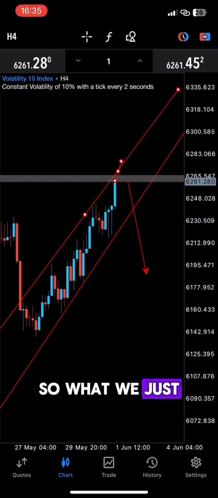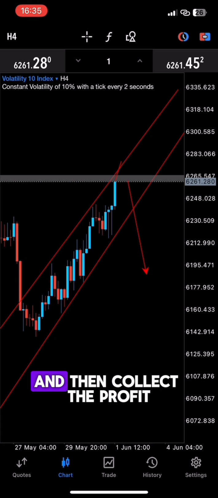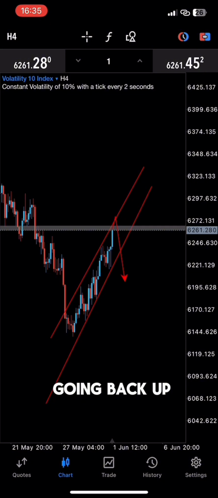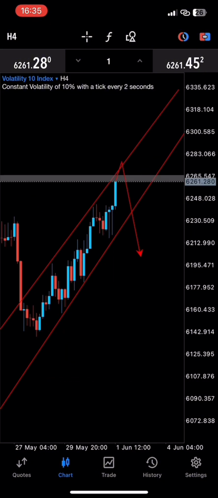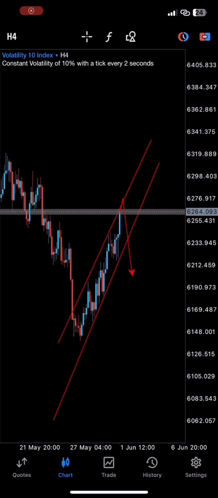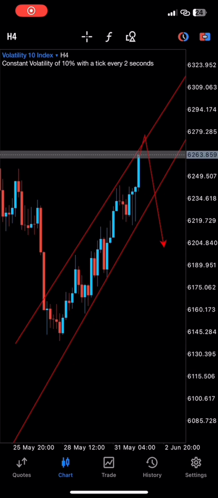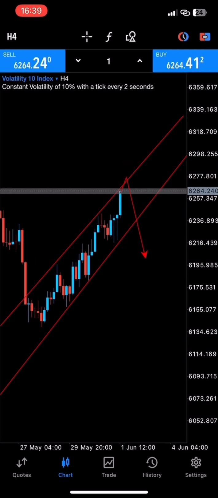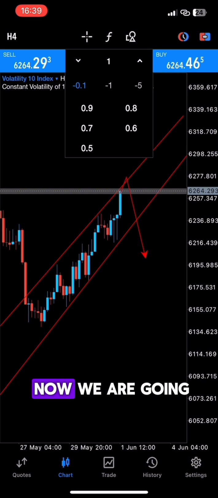So what we just do is we just sell and then collect the profit before the market breaks to the downside, or even bounces back, going back up. So this is it. Now we are going to sell.